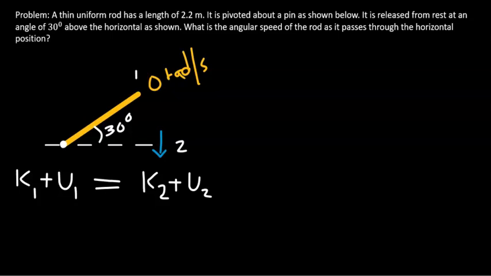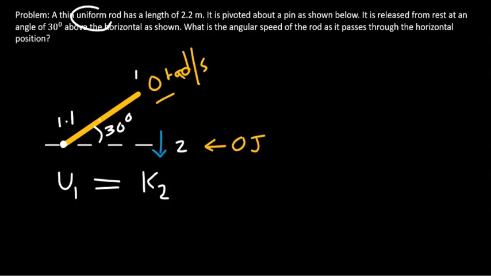At position 1, the angular speed is 0, so that goes away. Also, we can set this level to be the 0 joule level for gravitational potential energy. So that means gravitational potential energy at position 2 is 0, so that goes away as well. So let's calculate U1. U1 is the gravitational potential energy of the rod. Now the rod is uniform. That means the center of mass is exactly in the middle, that is at the 1.1 meter mark from the axis of rotation.